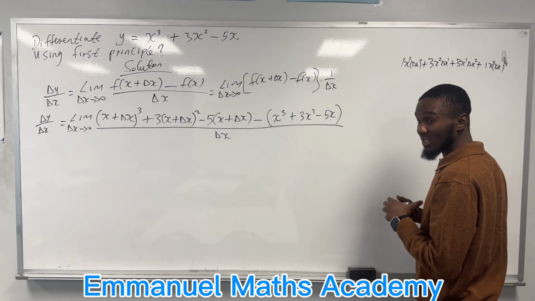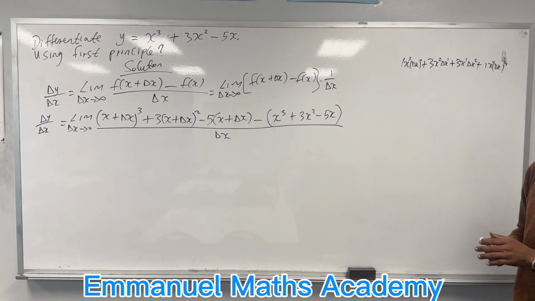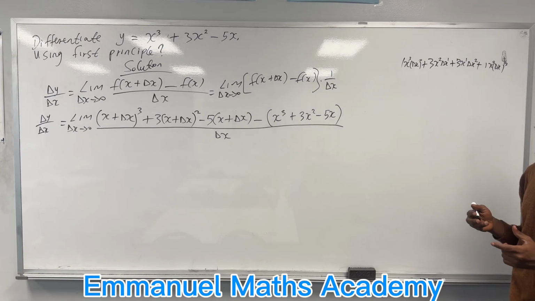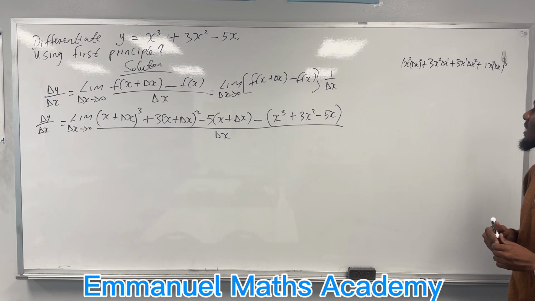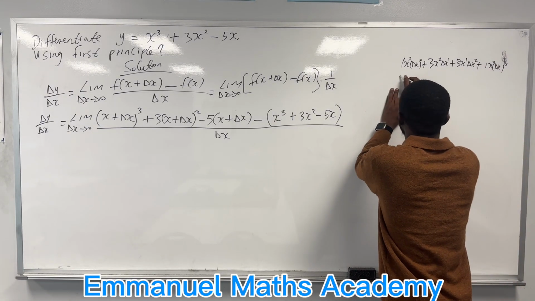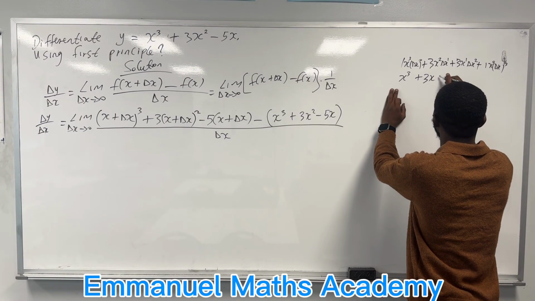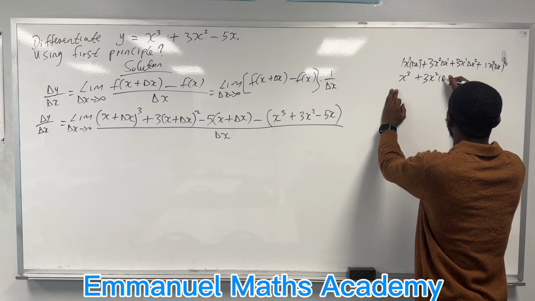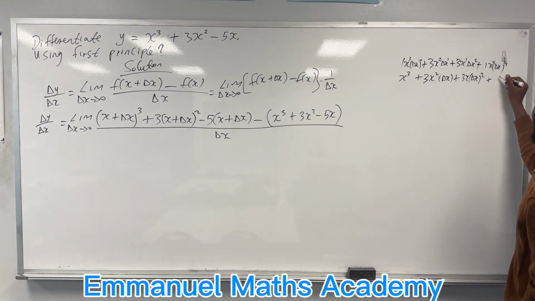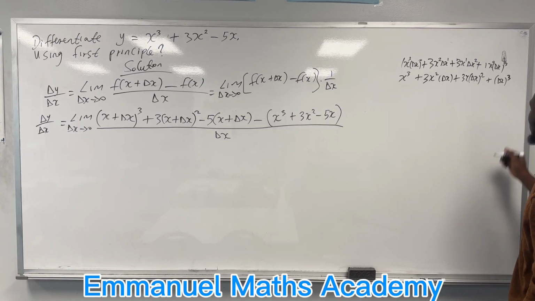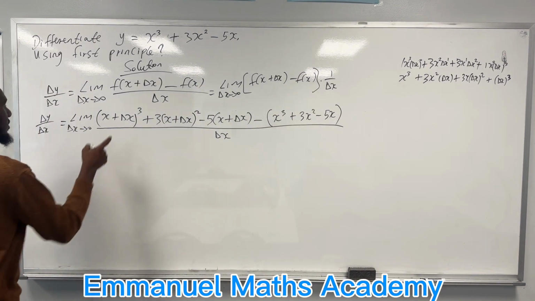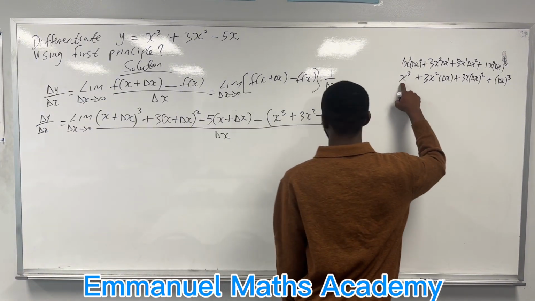So if you don't know how to use Pascal's triangle or the combination method to expand something like this, just go to my previous video on binomial theorem. I solved some problems there and showed how to expand some of these terms. Right? So here we have x power 3 plus 3x squared delta x plus 3x delta x squared plus delta x power 3. Right? Good.